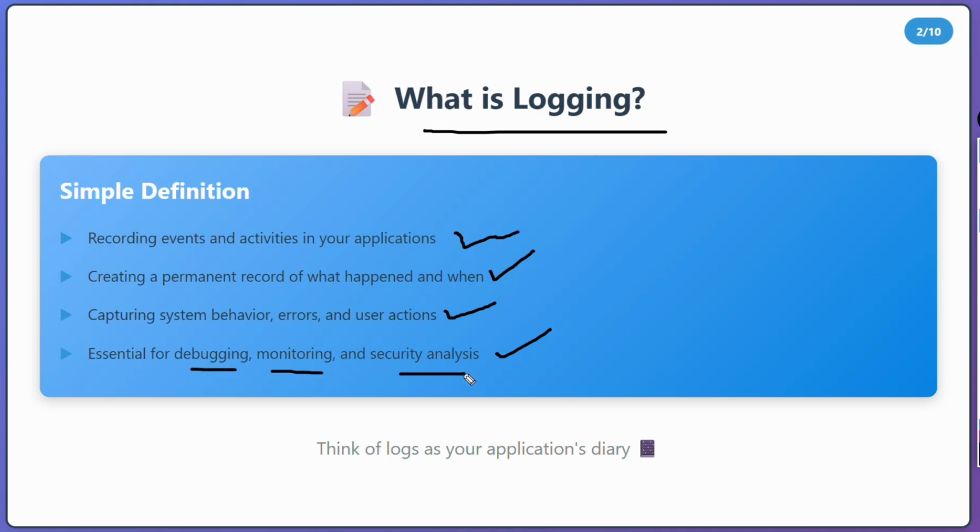If you don't have your logs, you don't have much scope for debugging and for taking further actions to remediate in the future. If you have a logging mechanism, then that will help to analyze security incidents for further monitoring purposes. As I said, think of logs as an application's diary. It will record the behavior, errors, and user actions, whatever information comes, along with the timestamp. That is what logging is.